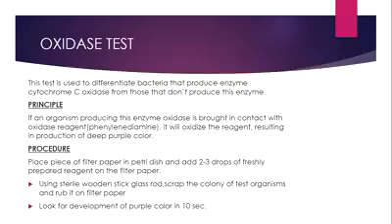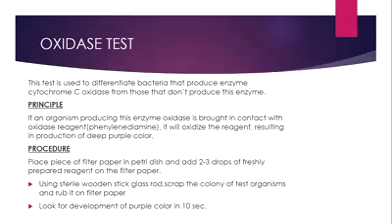Oxidase test. This test is used to differentiate bacteria that produce the enzyme cytochrome C from those that don't produce this enzyme. The principle is that if an organism which produces cytochrome C is brought in contact with the oxidase reagent, phenylene diamine, it will oxidize the reagent and result in the production of a deep purple color.